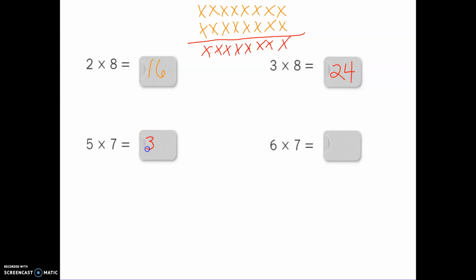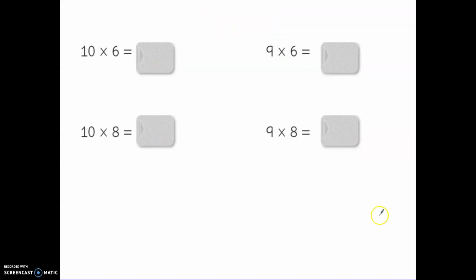5 times 7 is 35. That is a great helper fact. So if I have 6 times 7, that's going to be one more group of 7. So I could just add on 35, 36, 37, 38, 39, 40, 41, 42. 6 times 7 is 42. Now, could I have made an array for 5 times 7 and then added a row for 6 times 7? Absolutely. All right, one last set of problems.